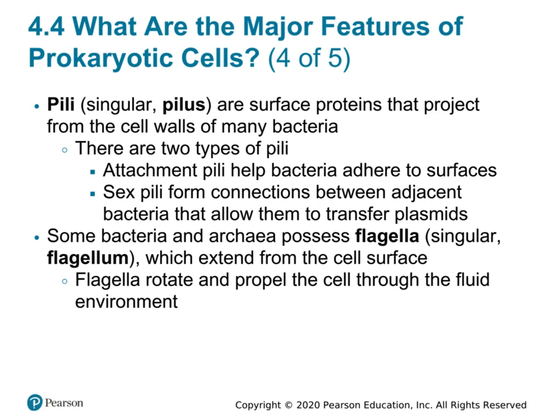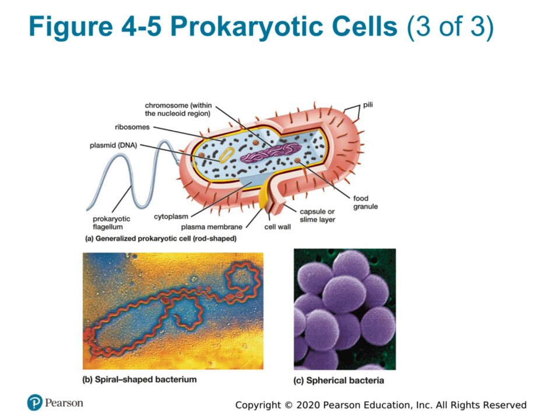And some bacteria and some archaea possess flagella. That's going to allow them to move about in their environment, and the flagella generally rotate to propel the cell through fluid environments. So again, let's come back to the image of a prokaryotic cell. We want to be able to locate the nucleoid region, plasmid, flagellum, and also the plasma membrane in the presence of a cell wall and a capsule or slime layer. You can also even see the adherence or attachment pili in this image.